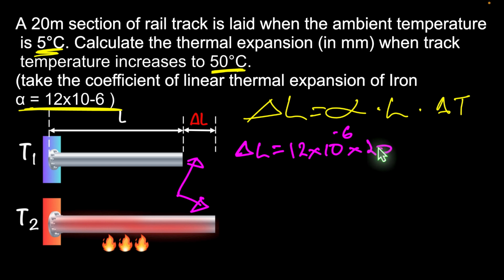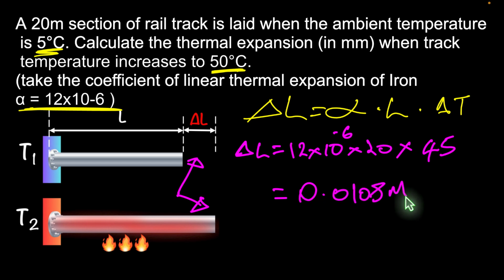So that's times 20. And our change in temperature here is the difference between the highest temperature that we have here, which is 50 degrees Celsius, and the lowest temperature, which is 5 degrees Celsius. So our change in temperature will be 45 degrees Celsius. And all we have to do here is to multiply all of these, and we end up getting our change in length.